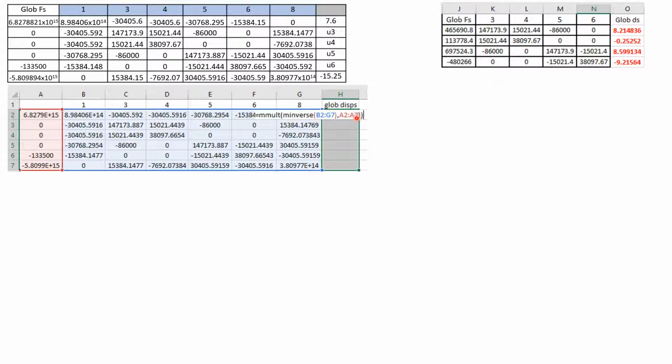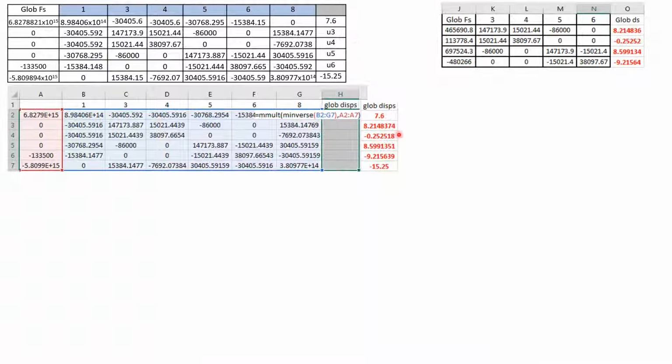So we have to define a function here, which is the multiplication of the inverse of this matrix times the second matrix here. So that's why we have inverse of B2 to G7, then the inverse of that, and this column matrix, which is A2 to A7. So hold down Control and Shift, then press Enter. You will get this global displacement 7.6 as the original given value.